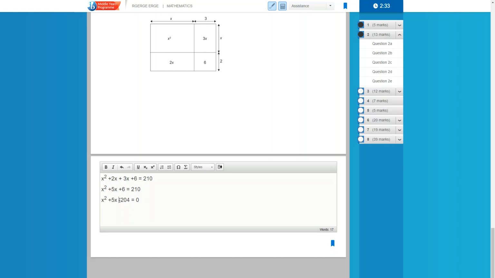Now we've got a quadratic, which we can solve using the quadratic formula, which some of you did, or you can factorize it. If I factorize it, I want 2 numbers to multiply to give negative 204 and add to give 5. Those 2 numbers are 17 and negative 12.